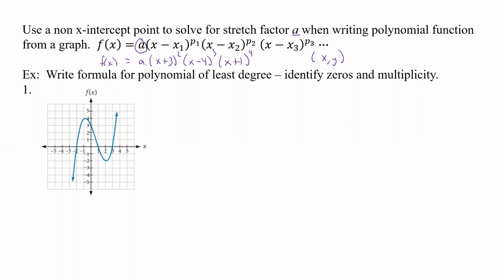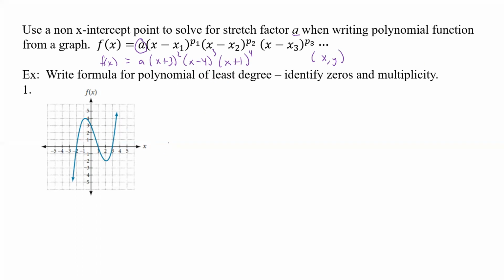So we take y equals, then take the number here and square it, take that number there and cube it, and take that number there to the fourth, and then divide the whole right side by whatever that equals when you multiply those together. Whenever we get done, that's what a is going to be, and then we can rewrite our polynomial with that a value, that stretch factor. So how are we going to do this? We're going to write a formula for the polynomial of least degree, identifying our zeros and multiplicity.